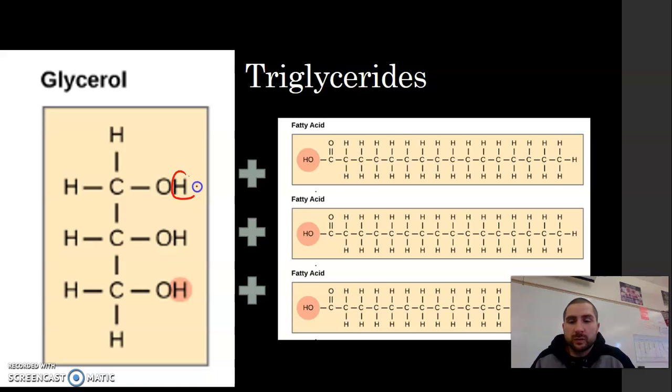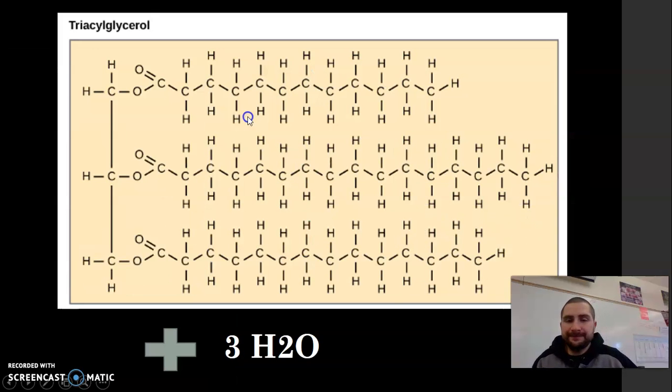And how that works is an enzyme will help this occur. We will remove the hydrogen from one side, the hydroxyl group from the other side. And when those combine, you form a water. And so that'll happen 3 times. So at the end, you'll form 3 waters. And in doing so, we can link these molecules together and form our triglycerides.